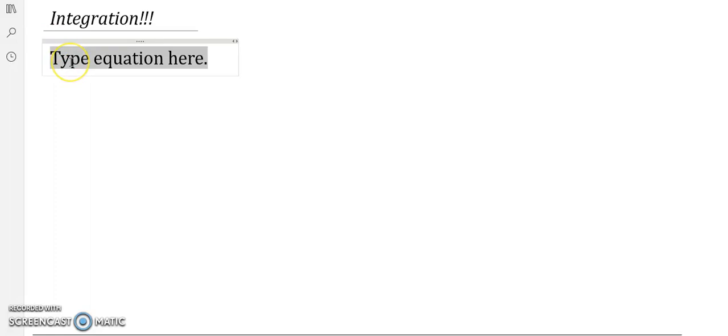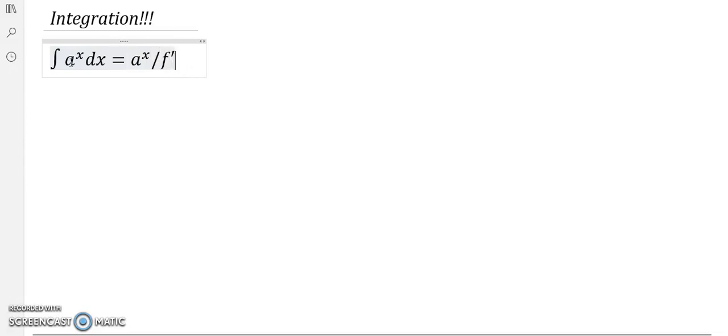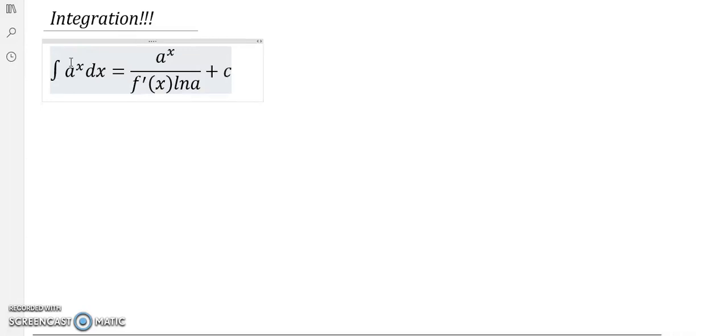Let's keep moving. We've got other kinds of exponential functions. Let's look at this one. We have the integral of this type of exponential function, a to the power x dx, equal to a to the power x divided by f prime of x times ln a plus the constant c.